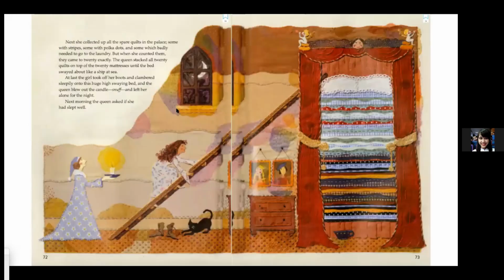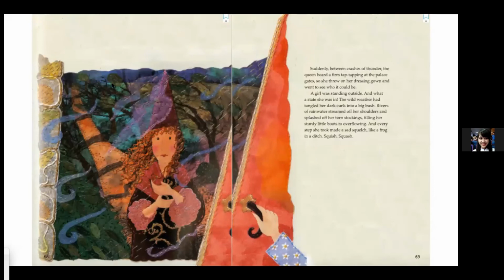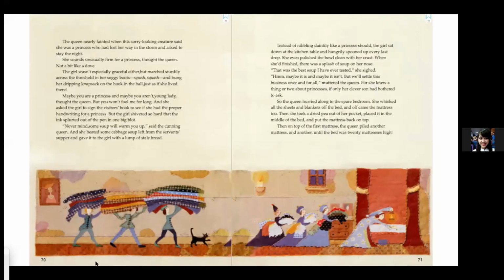How did the princess look and act when she first came into the castle? She looks kind of crazy. Yeah, her tangled hair was all over the place. Okay, she's wearing sturdy boots. When the queen gives her some food to eat, does she eat it daintily, like a princess should? Nope. How does she eat it?